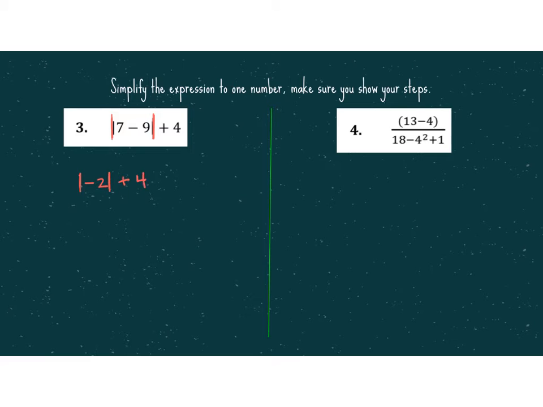Okay? When I have absolute value, that means whatever is inside, I'm going to take out, and it's going to be positive. So because it was a negative 2, now it's a positive 2. And then I'm just going to add that 4. So 2 plus 4 will leave me with 6.